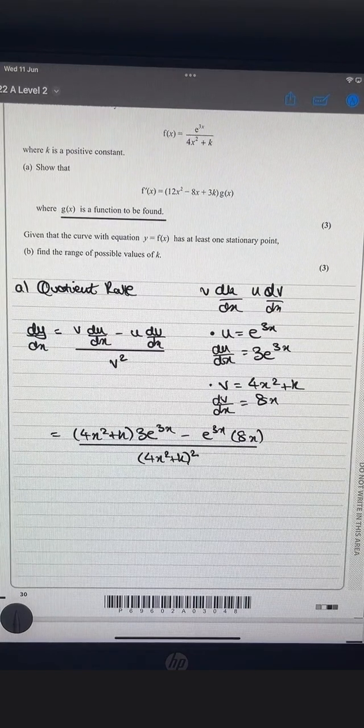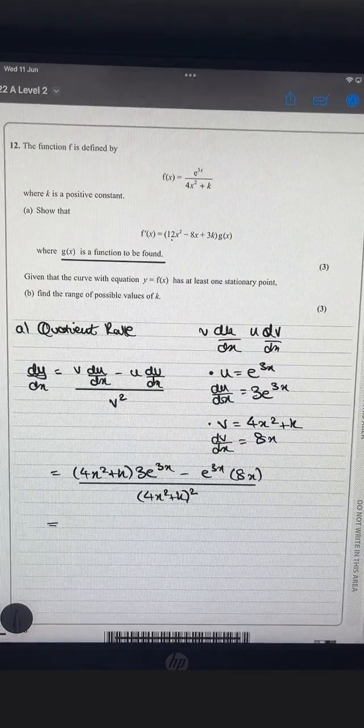Now, let me go check back to the question and see what form they want it in. They want it in the form where I have 12x squared minus 8x plus 3k, and I'm multiplying that by any function. How am I going to get this? If I'm just reading through this, I can notice that 3 times 4 is 12x squared, and I'm multiplying the 3 by the k to get 3k. So if I expand this and factorize it, I could get that first bracket.